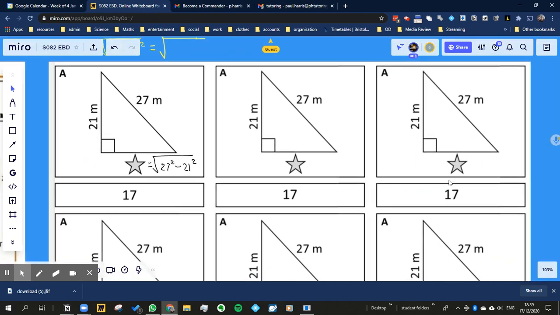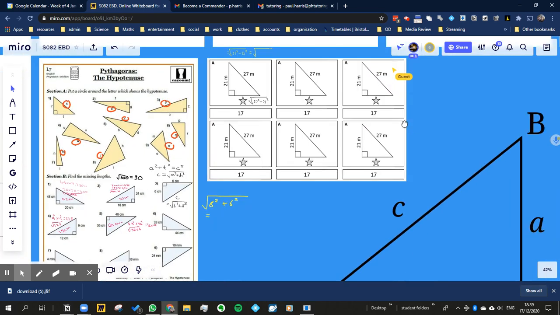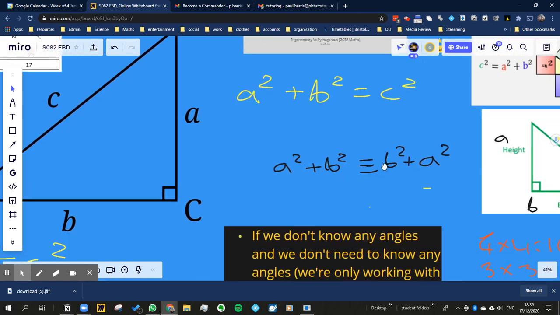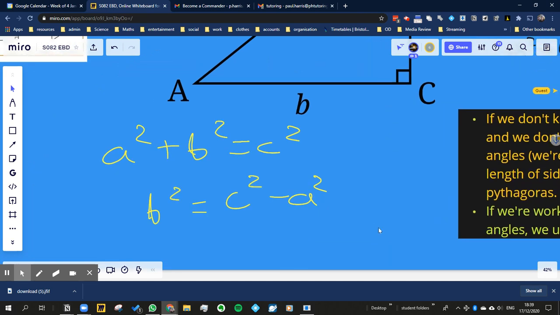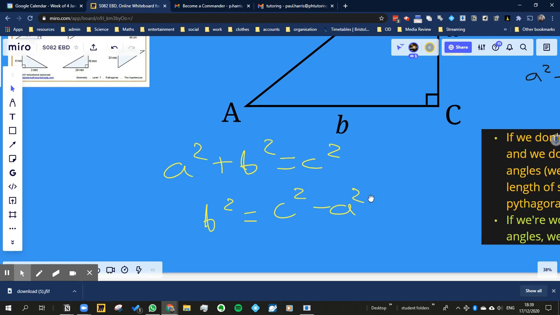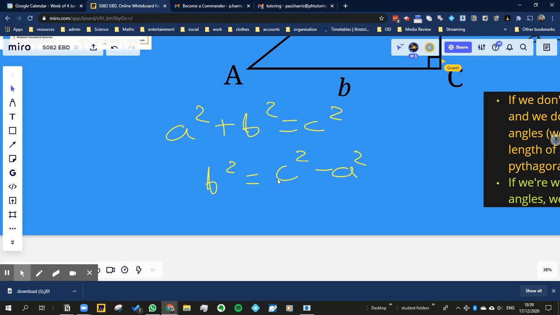So if we look at the formula again, a squared plus b squared is equal to c squared. I rearranged it down here. If we knew what the c squared is and we want to try to find, say, what b is, then we'd rearrange it. B squared is equal to c squared minus a squared. And so b is going to be equal to the square root of c squared minus a squared.